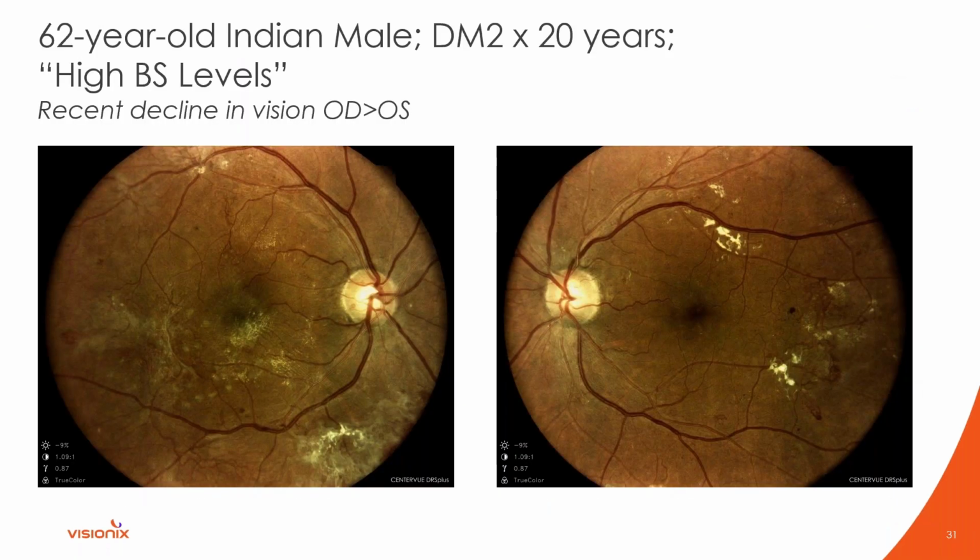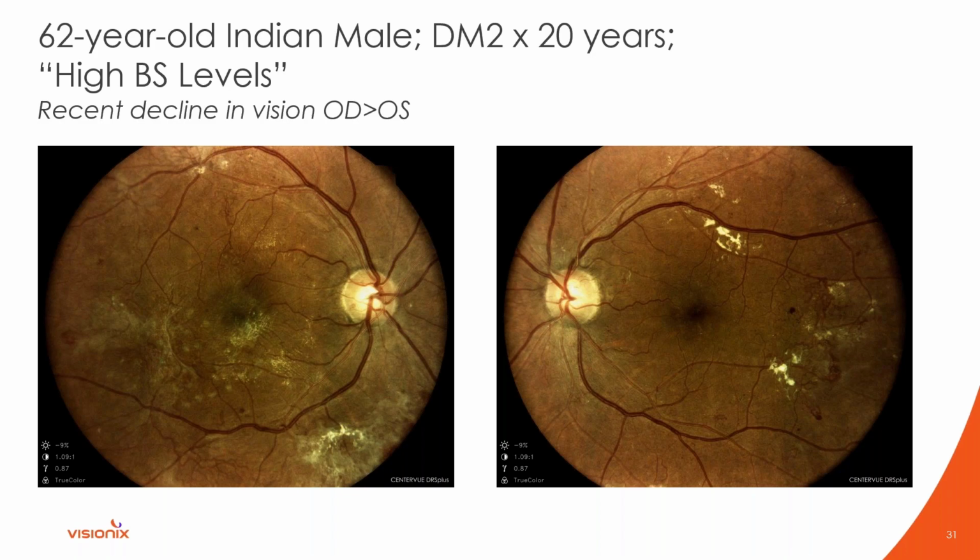This here is a 62-year-old Indian male, diabetic for 20 years. So we're expecting there to be retinopathy after 20 years. He says he has high blood sugar levels, and he also reported a recent decline in his vision, greater in the right eye than in the left. And you're probably looking at these and you're like, man, there's a lot of stuff going on. I'm not really sure what to look at first.